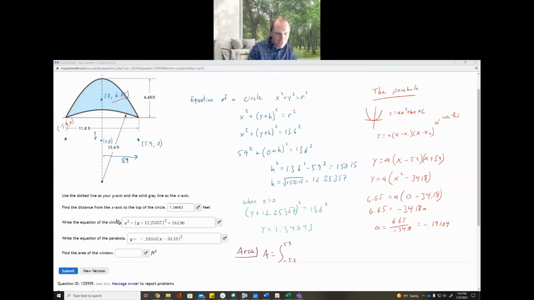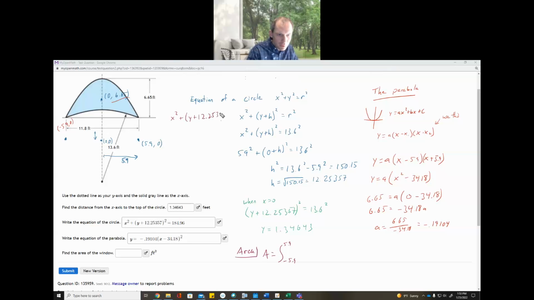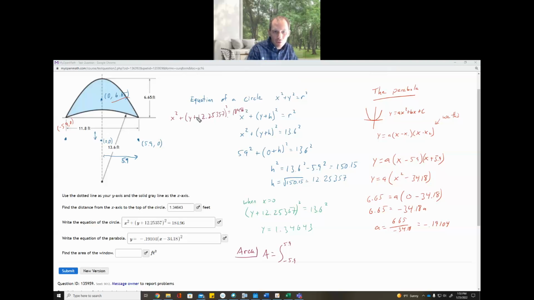Except the equation of the circle isn't a y equals equation. So I say, well, that's a little bit of a bummer. Can I write that as a y equals equation? Okay. So let's rewrite this equation of a circle. x squared plus y plus 12.25357 squared equals 184.96. I want to solve for y, so let's subtract the x squared.